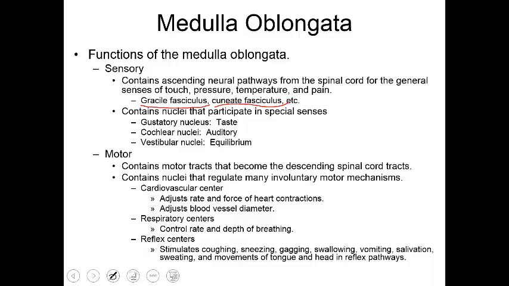So to recap, the medulla oblongata has sensory functions and motor functions. In the sensory part, it has the 3 nuclei, one for taste, one for hearing, and one for equilibrium. It contains the paths for 2 ascending tracts, the gracile fasciculus as well as the cuneate fasciculus. In the motor category, it adjusts the heart rate and the force of contractions. It adjusts the diameter of the blood capillaries, controls rate and depth of breathing, and stimulates involuntary reflexes such as coughing, gagging, sneezing, salivation, that kind of stuff.